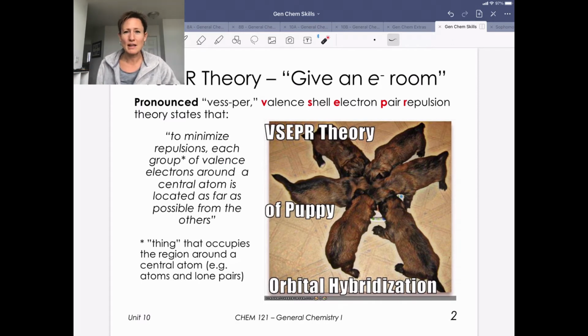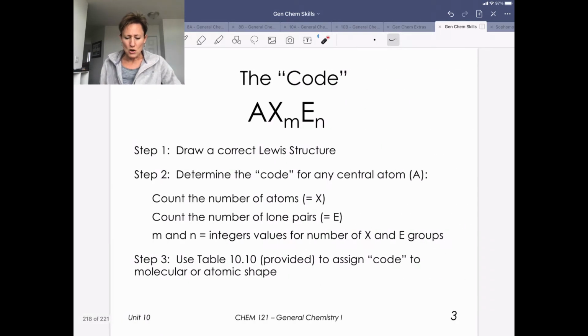We've used this terminology before. Electrons want room to roam. So we want to make sure to give that electron group as much room as possible. And that's because electrons are negatively charged. They repel one another. So whether we're talking about those electrons as being part of a bond or as a lone pair, we need to give them room. So we're going to assign codes to central atoms that are within our Lewis structures. So again, that's really important.